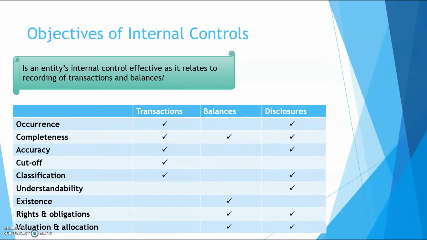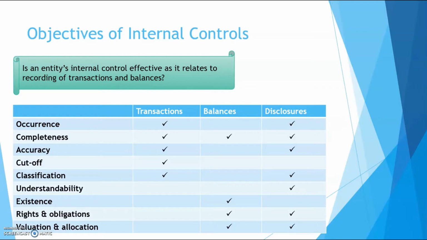Now, each of those objectives of internal control, being real, recorded, valued, classified, summarised, posted, and timely, help us to test assertions and gain comfort that the assertions at financial statement level are appropriate. So just a refresher from your previous topic, our accounting assertions are occurrence, completeness, accuracy, cut-off, classification, understandability, existence, rights and obligations, and valuation and allocation.